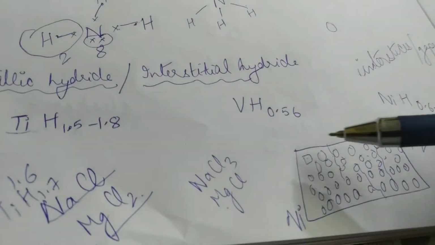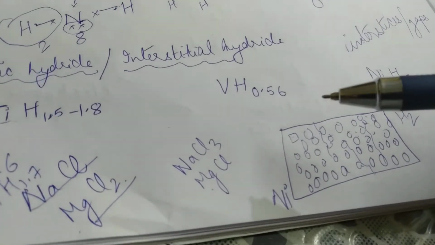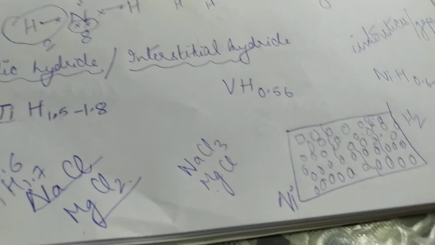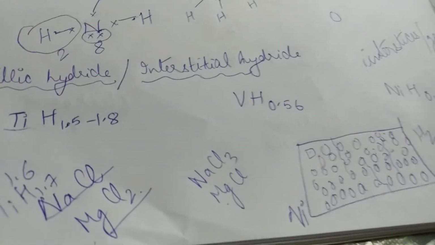So whenever a metal surface reacts with hydrogen, you get interstitial or metallic hydrides.